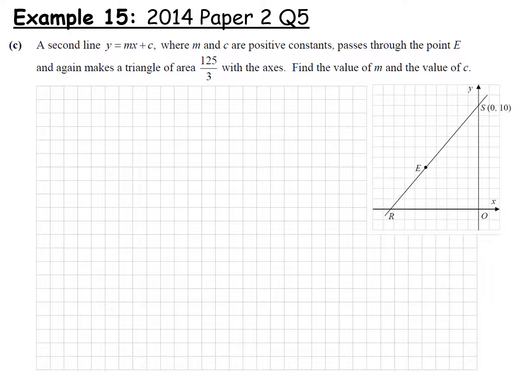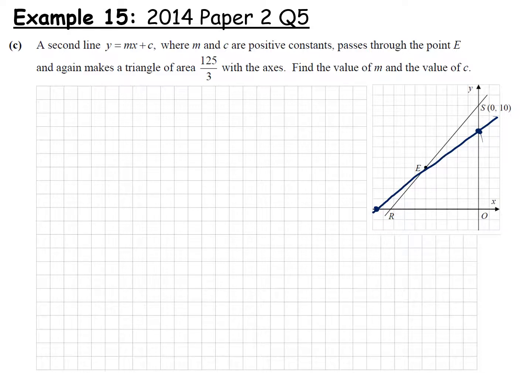So a second line, y equals mx plus c, where m and c are positive constants, passes through E and again makes a triangle of area 125 over 3 with the x-axis. Find the value of m and the value of c. So there's a few different ways it can happen, but we're just going to sketch one out. So we're going to say it comes through something like that. Now we have 2 points here that we don't know.